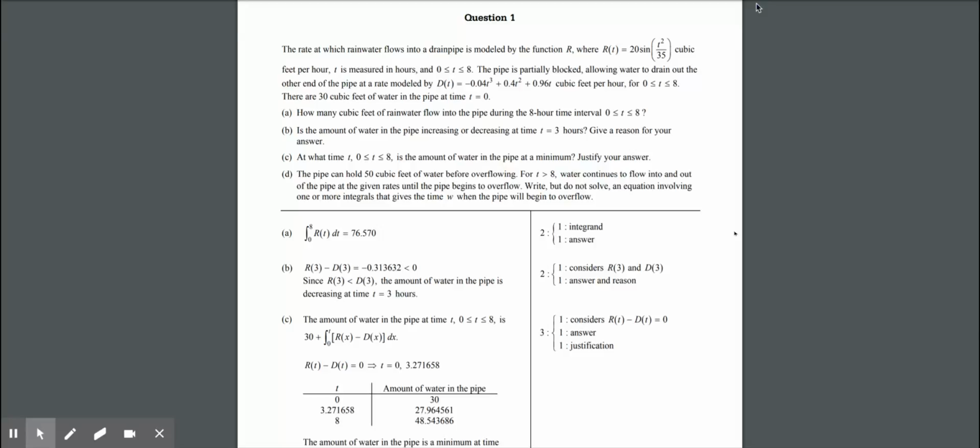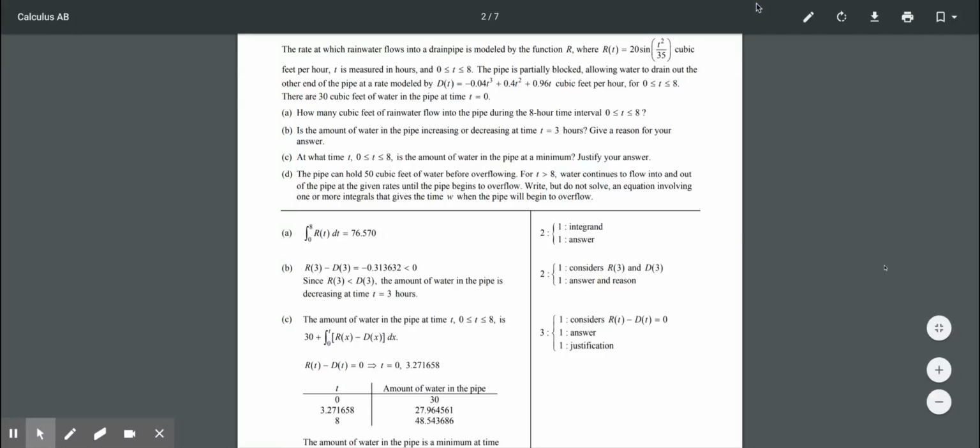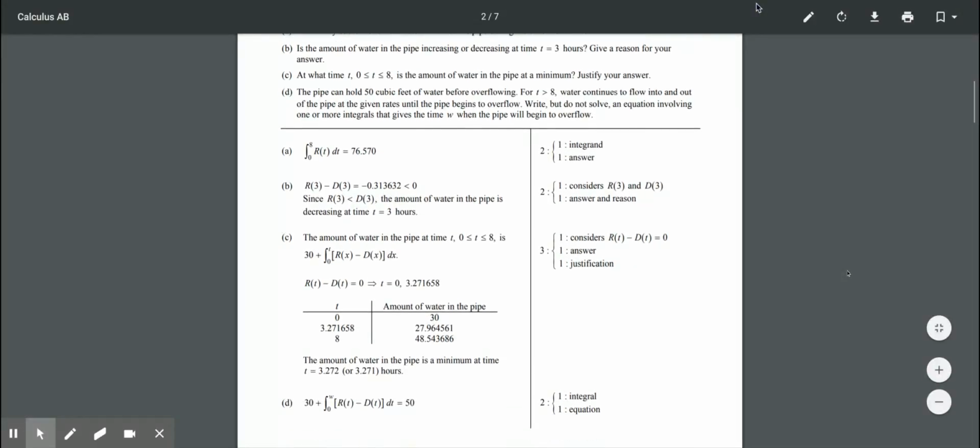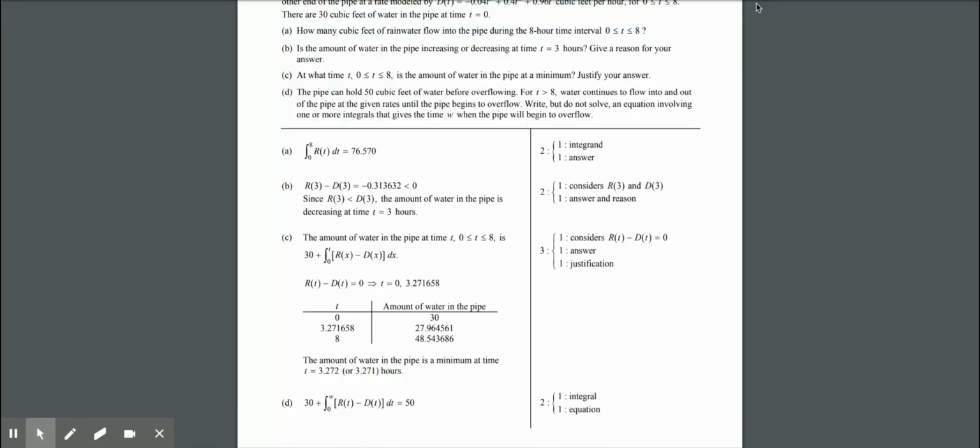All right, part C. At what time t from 0 to 8 is the amount of water in the pipe a minimum? Okay, so we've got a little bit of a new piece here to this problem than we did for the banana problem. I mentioned this in the last video, though, about how we might have to create an accumulation function and find its minimum value, right? And so we know that finding minimums means that you're going to be taking a derivative of a function and setting it equal to 0 and solving and then figuring out which one of those values might give you the lowest amount. So the very first thing you need to do with this problem is create your accumulation function.